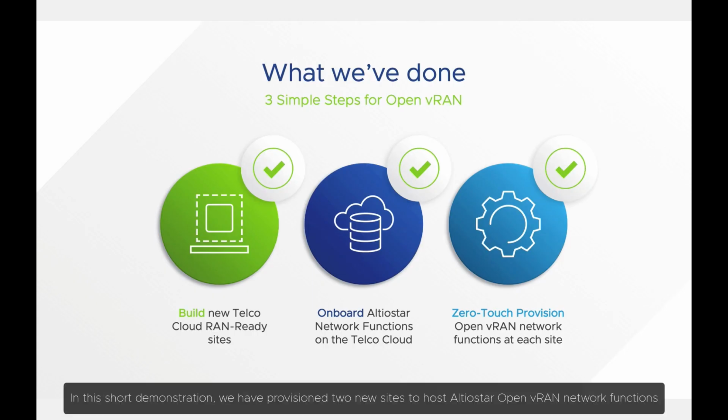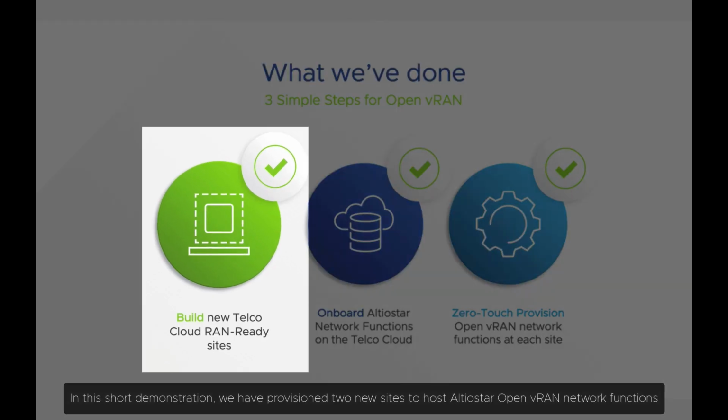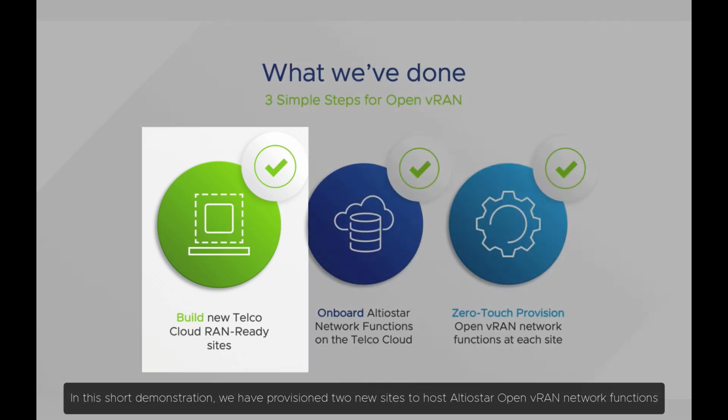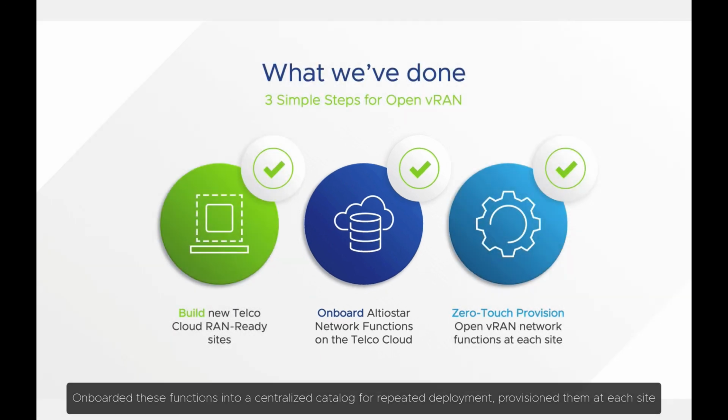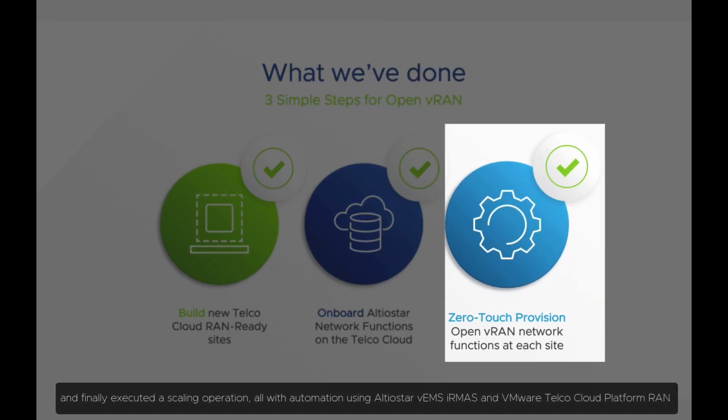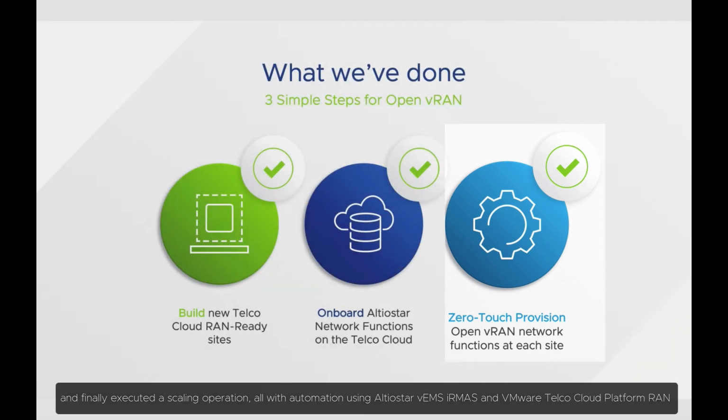In this short demonstration, we have provisioned two new sites to host Altiostar Open vRAN network functions, onboarded these functions into a centralized catalog for repeated deployment, provisioned them at each site, and finally, executed a scaling operation, all with automation using Altiostar VEMS IR MAS and VMware Telco Cloud Platform RAN.